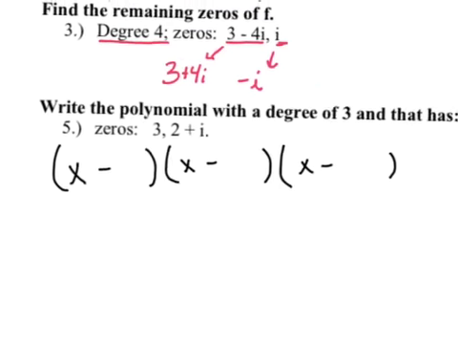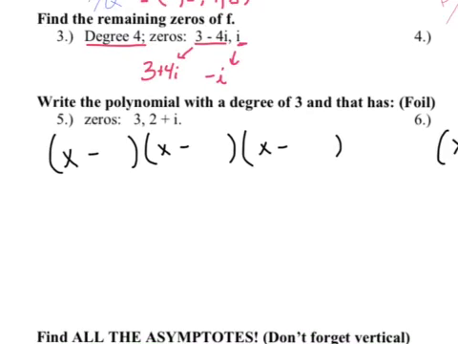Question number 5 says write the polynomial with a degree of 3. That just means you're going to have 3 factors. That has the following zeros on this first one. The zeros are 3 and 2 plus i. Well, if 2 plus i is a zero, so is 2 minus i. It's a root. Okay, so I write my factors: x minus 3, x minus 2 plus i, x minus 2 minus i.